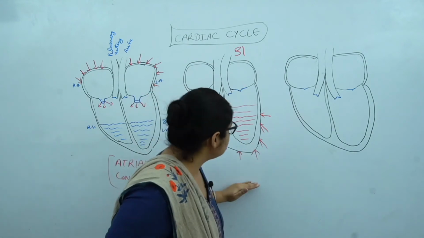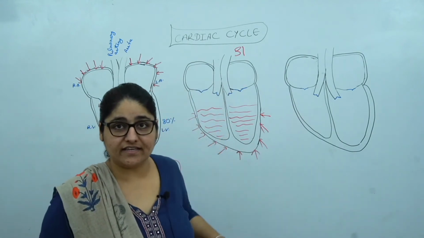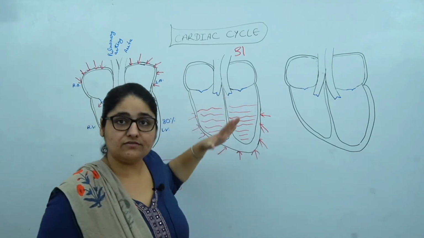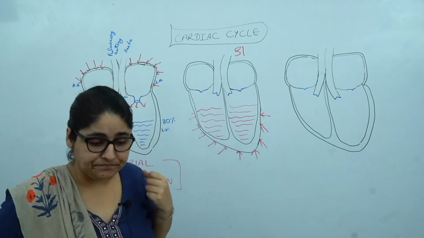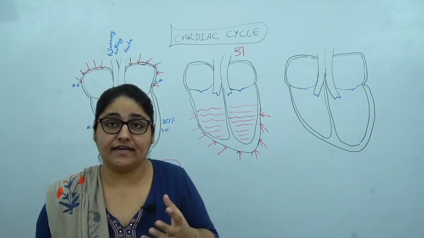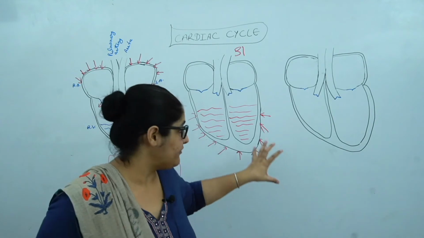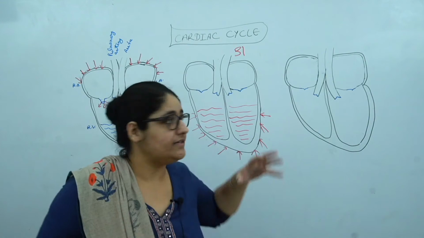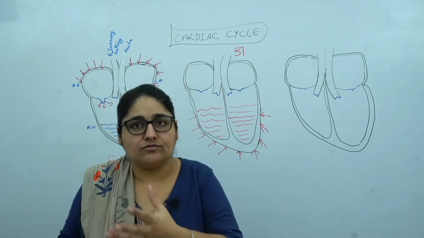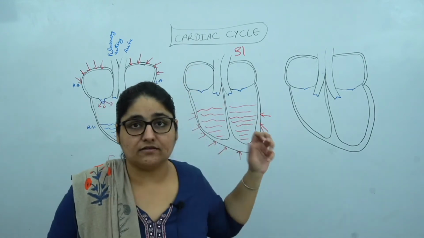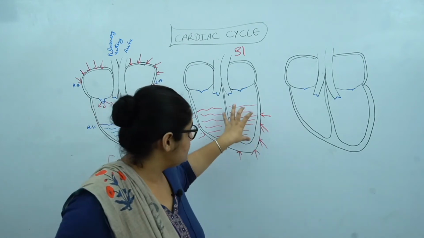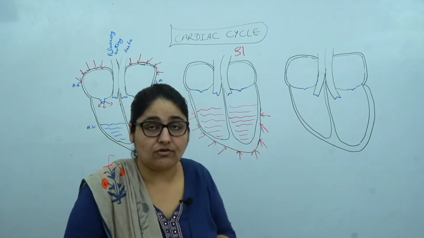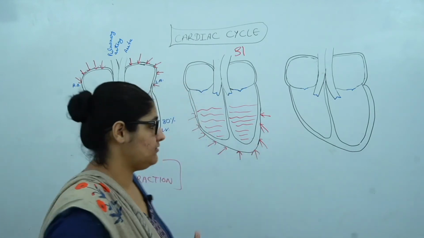Now, see this diagram carefully. In this diagram, what we see is that this valve is closed, this valve is also closed, which means the ventricle is acting as a closed chamber. The ventricle is contracting, but it is not receiving blood from anywhere and not giving blood to anywhere. It is behaving as a closed chamber, so its volume is the same. This stage is called isovolumetric contraction.